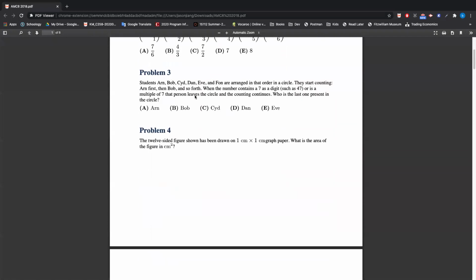Let's move on. Okay. So we have 6 students, Aaron, Bob, Sid, Dan, Eve, and Fawn, and they start counting in a circle. And then every time there's a number containing 7 as a digit, or a multiple of 7, that person leaves the circle and the counting continues. So there's not really any trick to this problem. We kind of just have to work it out. So we draw the diagram. This is a very bad circle. Okay.